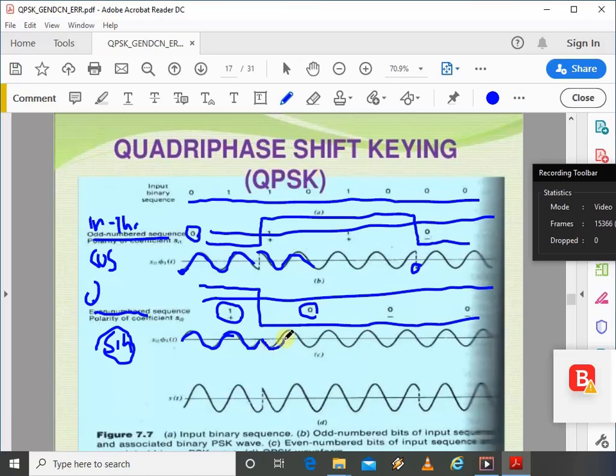So it is 1 cycle, 2 cycles I have shown. Again the next bit is 0. It is transmitted after a 180 degree phase shift. Again 1 cycle, 2 cycles. The last bit is again 0. It is transmitted with a 180 degree phase shift. Again the 2 cycles. This way the lower BPSK modulator will produce another BPSK signal. The combination of these two will be the resultant QPSK.